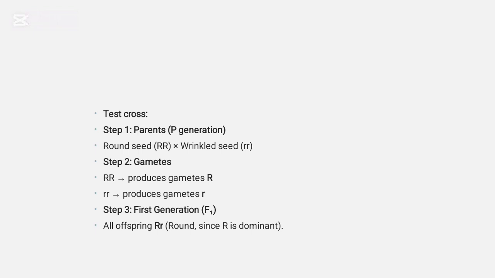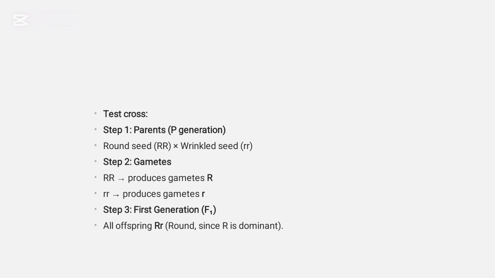Test cross. In this test cross, step one is basically the parental generation, in which both female and male parents have a pair of genes. Round seeds have two alleles, capital R and capital R, and wrinkled seed has recessive traits, which can be represented by small r and small r. In step one, both parents will transfer their single gene to the next generation during gamete formation.